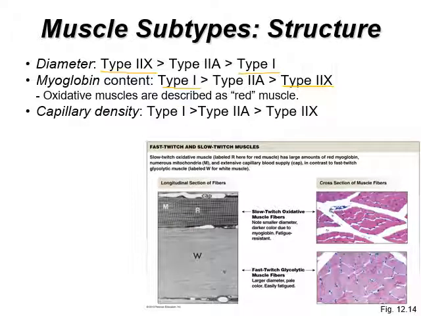And capillary density, that allows us to bring oxygen in, right? And where do we need oxygen? We need it for our type 1, not our type 2X, because these guys are glycolytic. So that goes along with the capillary density.